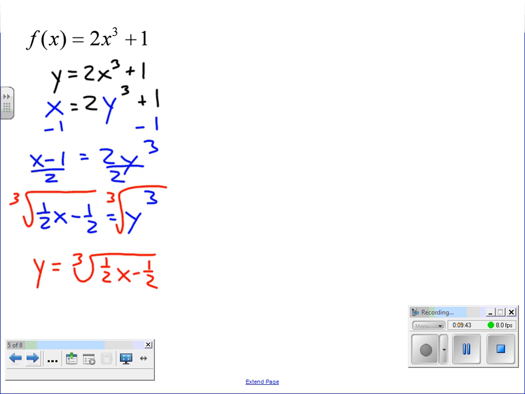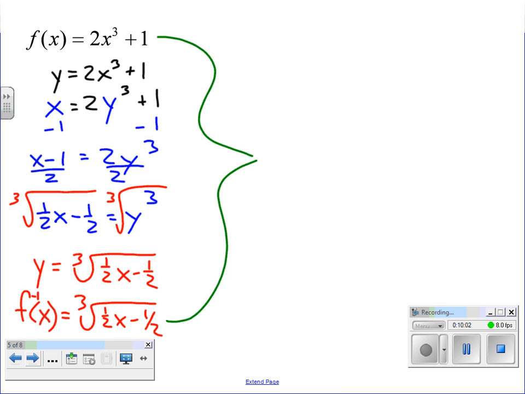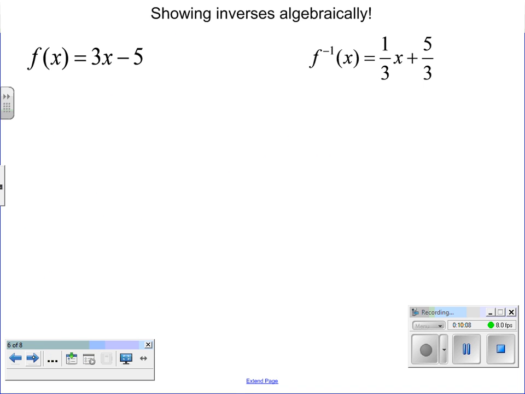Okay? Not the prettiest equation, but one nonetheless. So my final statement should look like this. F inverse of x is equal to the cubic root of 1/2 x minus 1/2. Okay? And those would be inverses of one another. So the next thing we're going to show is how can we show this, the equation and its inverse? We're going to show you with a different equation here in a second. So let's take a look at this one.